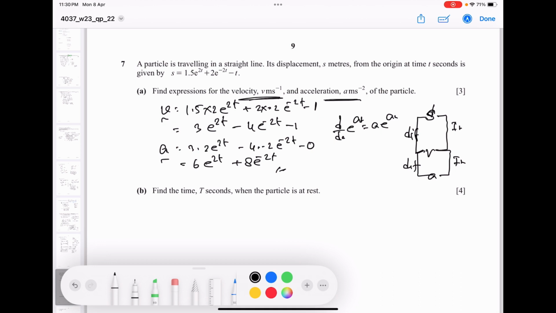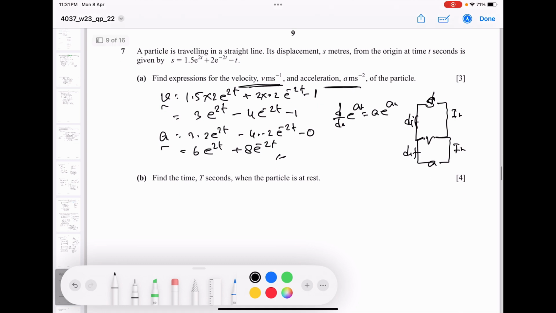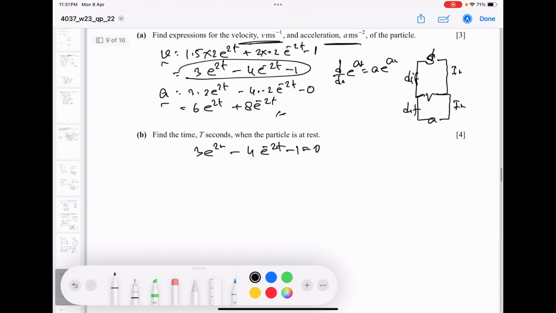Find the time. Next question: when the particle is at rest. When the particle is at rest, at that time the velocity is always 0. That means we can write 3e^(2t) minus 4e^(-2t) minus 1 equals 0. This is the clue: what is given in at rest means the velocity is always 0. In indices, e^(2t) minus 1 equals 0.